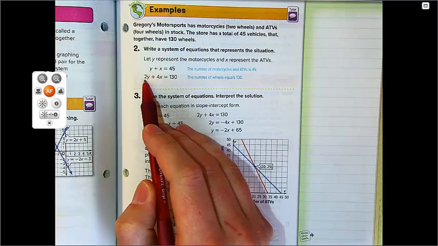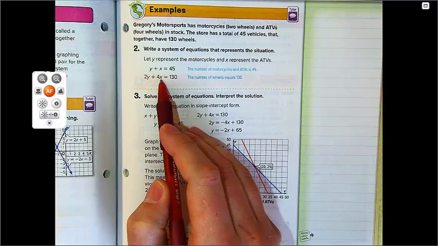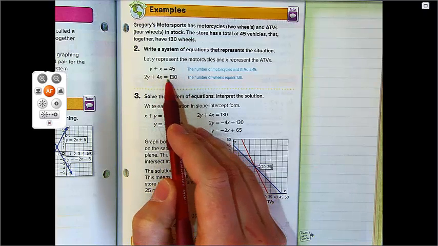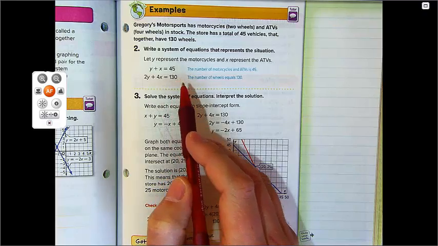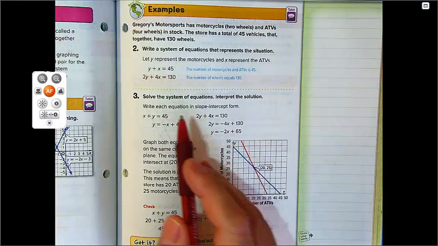Y represents the 2-wheeled motorcycles, and x represents the ATVs with 4 wheels. What we know is that all of that together will have 130 total wheels in the shop. So what we're looking for is basically to make 2 different graphs here.